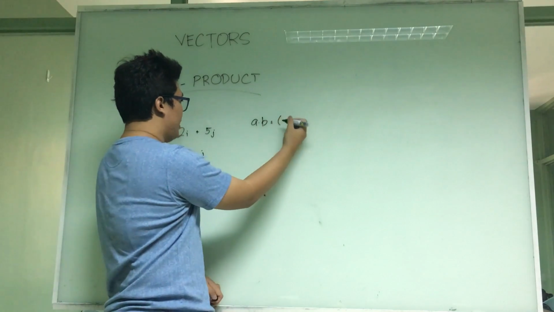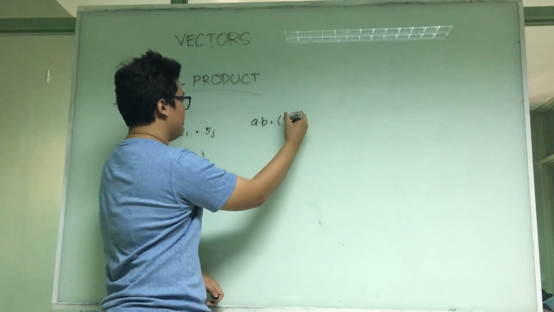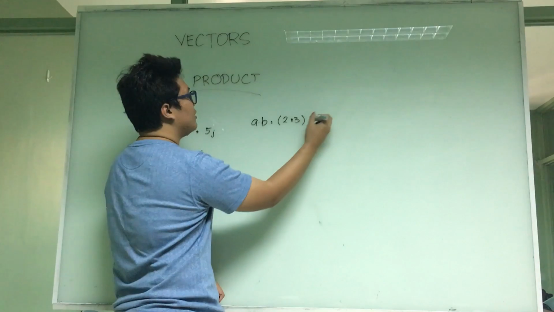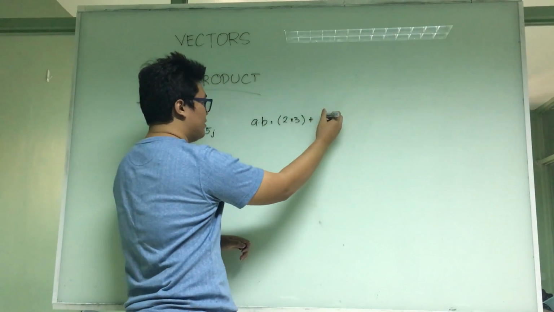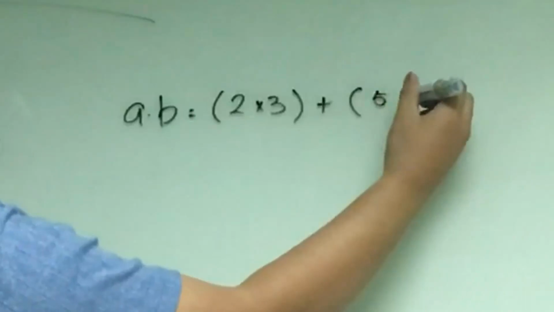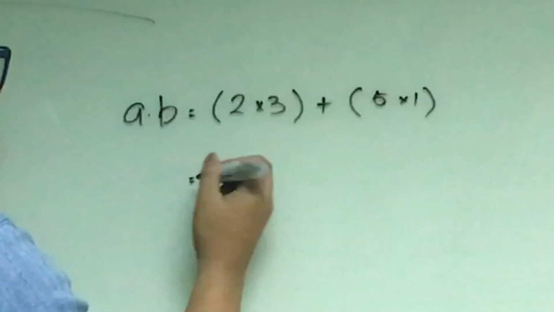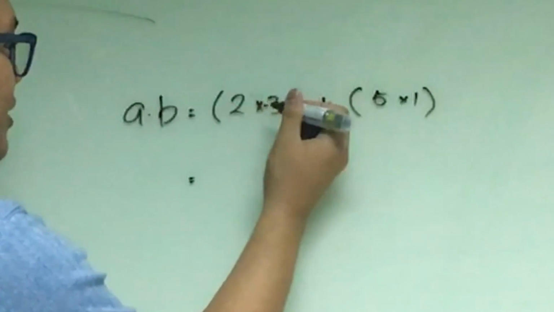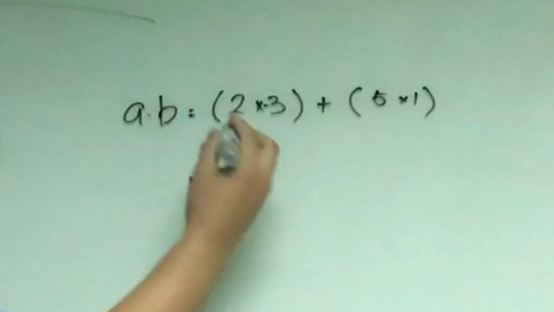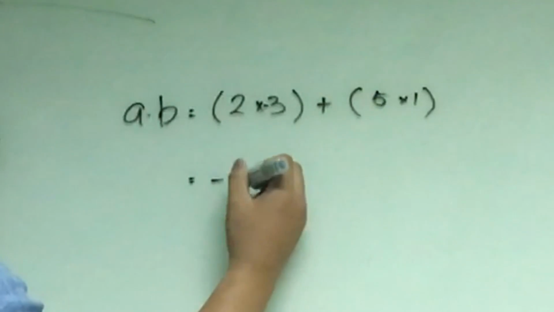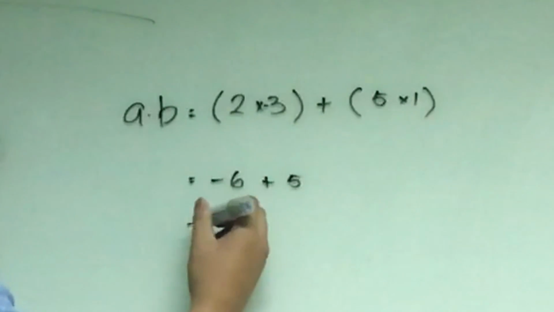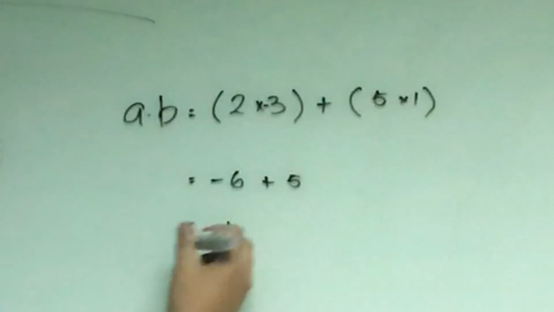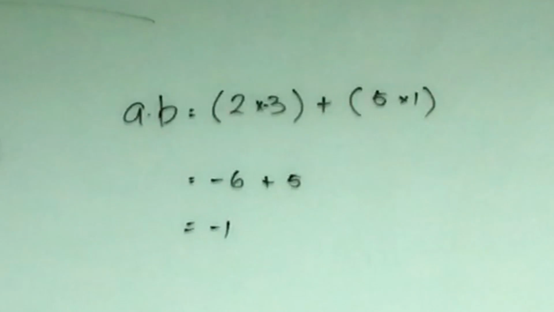So a sub i times b sub i, 2 times 3, plus a sub j times b sub j, 5 times 1, negative 3. So 2 times negative 3 is negative 6, and 5 times 1 is 5. So negative 6 plus 5 is equal to 1. So that is the dot product of A and B.